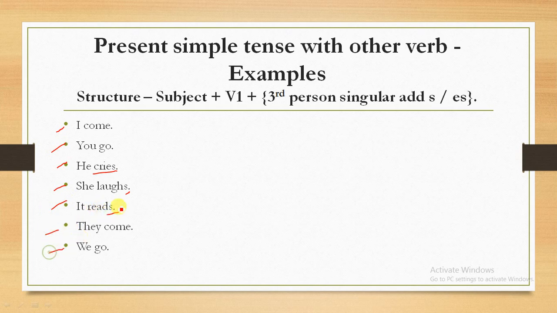They come, we come. So in these sentences we can see I did not add any "s" or "es" with the verb, right? Because for first person and second person we don't add "s" or "es". Only for the third person, he, she, it, do we use "s" or "es" in this category.